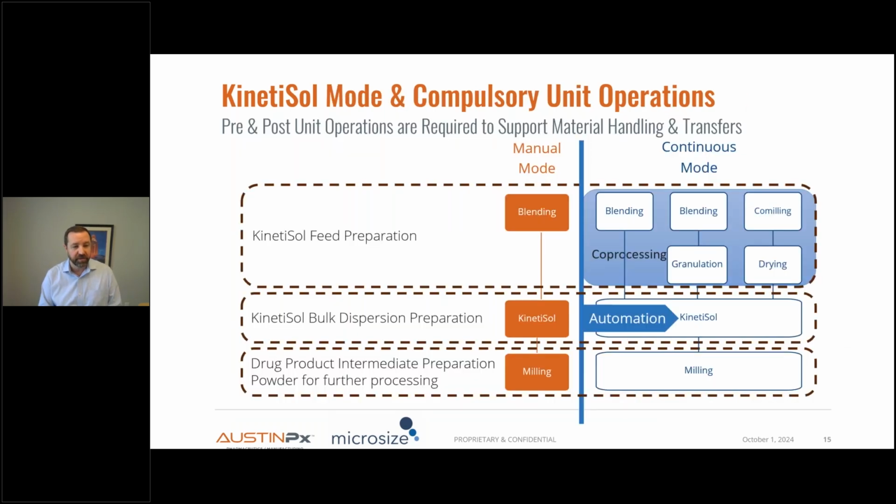So to add a little color to the KinetiSol mode, we really are just talking about manually processing material through the compounding chamber, which we would call individual shots, versus a continuous mode where we've optimized the feed through some type of potentially co-processing. If blending directly doesn't meet the need, we may blend it, co-mill it, granulate it, or, if there's a need for the particular product, dry it. And then the KinetiSol machine can automatically move the material through the system.